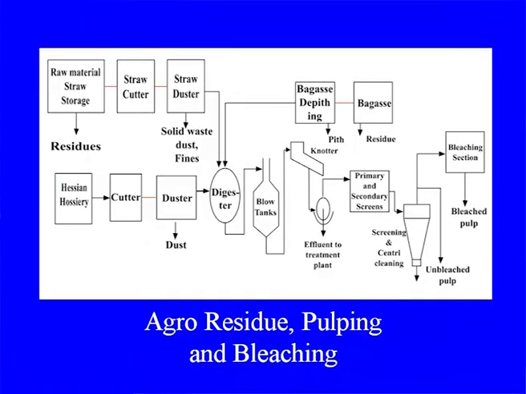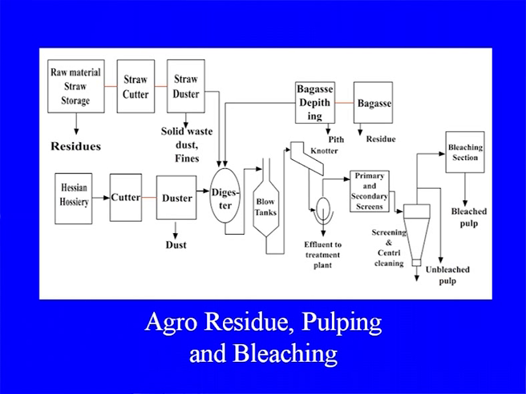This is the typical flow diagram for pulping of agro based raw material. That is raw material, straw, then straw cutter, straw duster. After the straw dusting, it goes to the digester. Sometimes, as I told you while discussing the raw material, we also use hessian or hosiery cuttings for cooking. After the cooking, it is added along with the pulp, especially for making board paper.